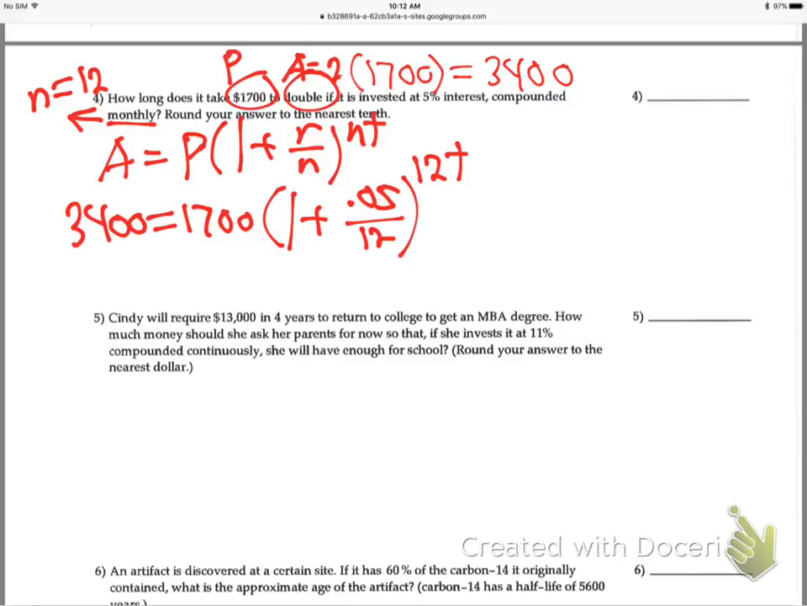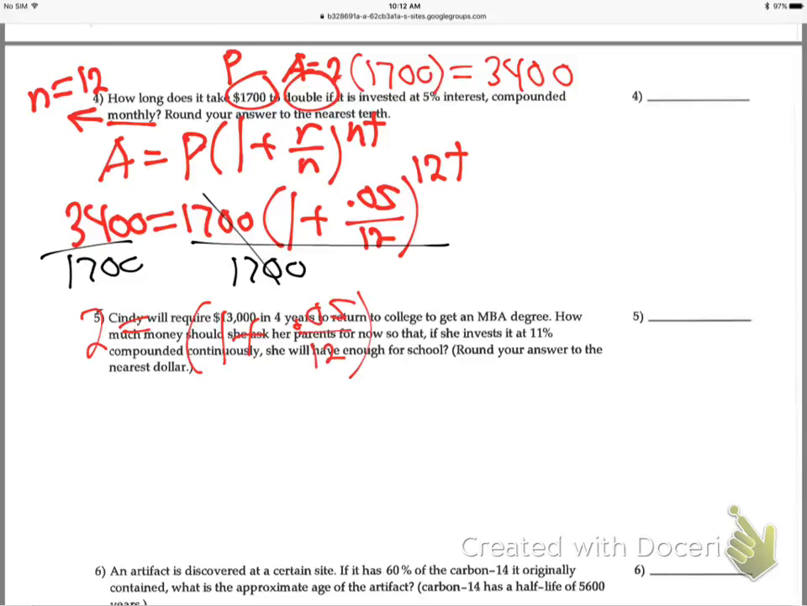What do we do to solve that for T? Yeah, let's start by dividing by the 1,700. Very good. Divide by the 1,700. That's 2 equals. So 2 equals 1 plus 0.05 over 12 to the 12t.